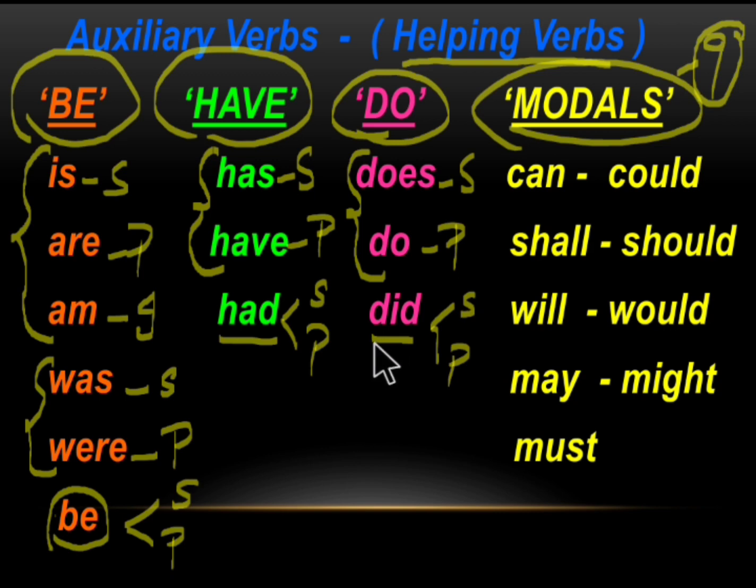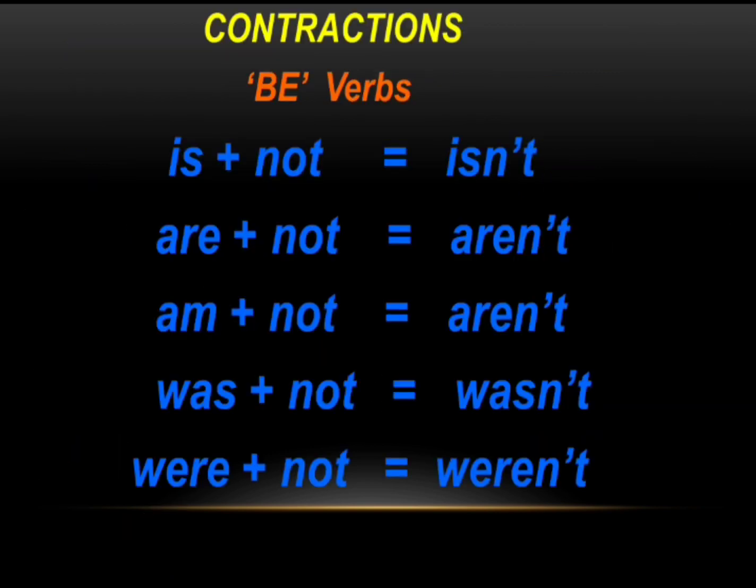If it is negative, we use the contraction. So, how to make that contraction? Let us see. The contractions. Contraction of the auxiliary verbs. First, the be verb contraction. So, the be verbs are is, are, am, was, were. So, is plus not becomes isn't. Are plus not becomes aren't.